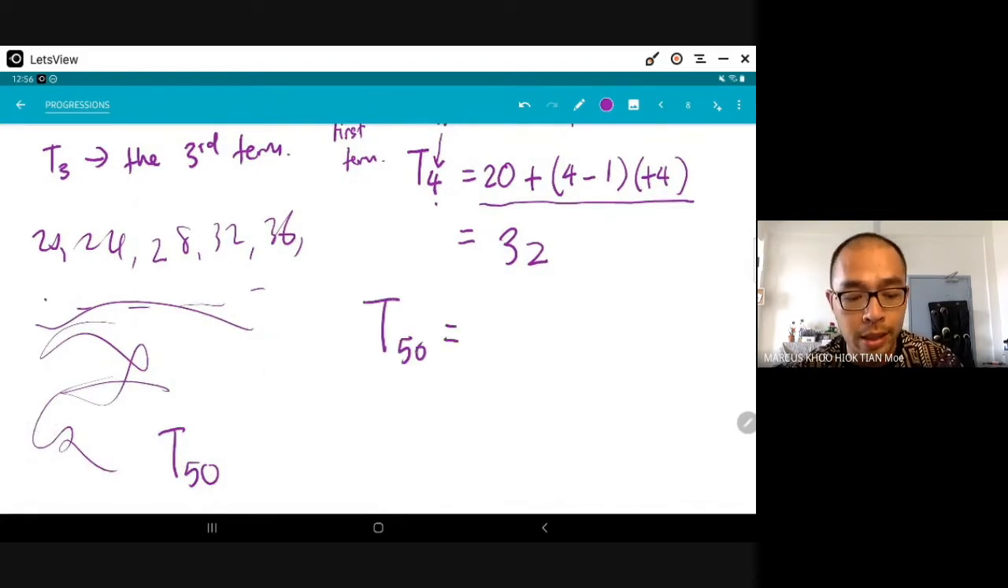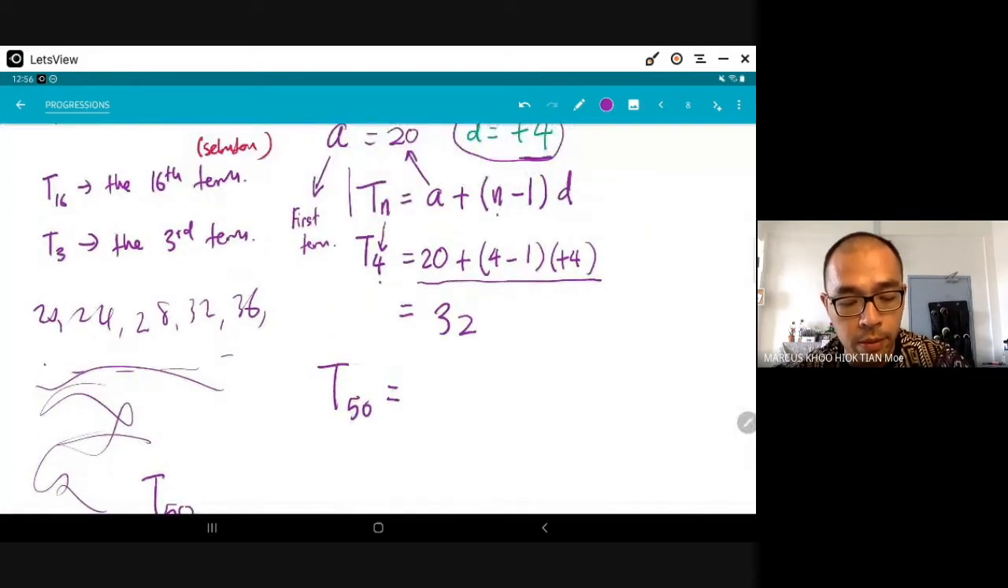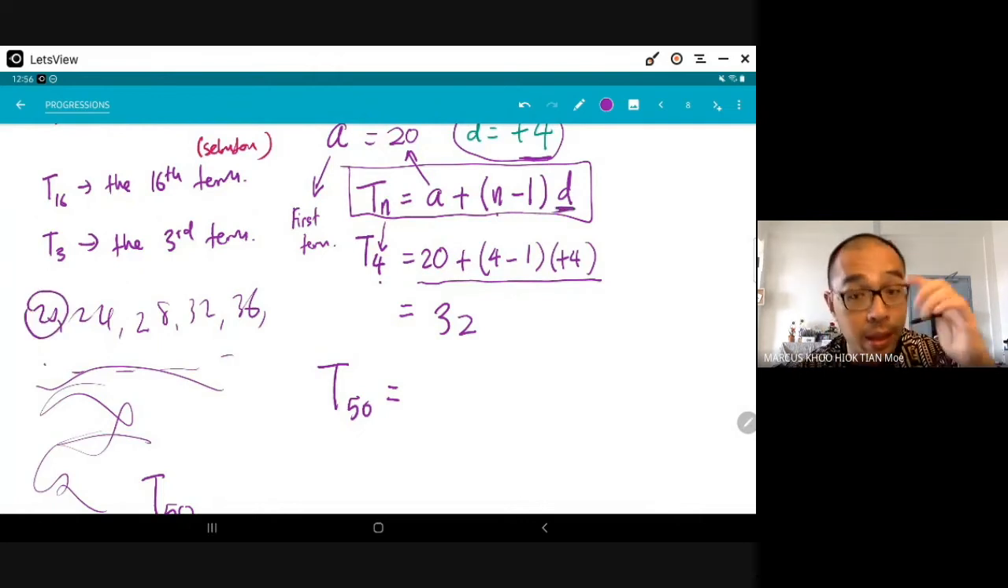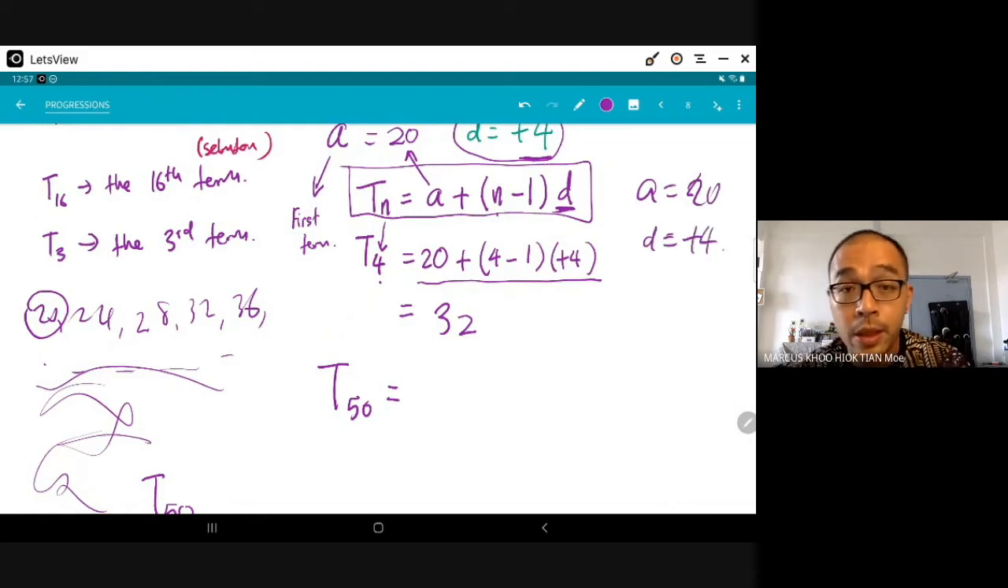Okay, cuba gantikan di dalam formula ini. Okay, substitute into this formula. Dia punya A, dia punya D masih tidak berubah. The A and the D is still the same. A is 20, D is positive 4. Okay, masih tidak berubah. Tapi sekarang I want to find the 50th term. Sebutan ke-50. Okay, try and calculate and see.